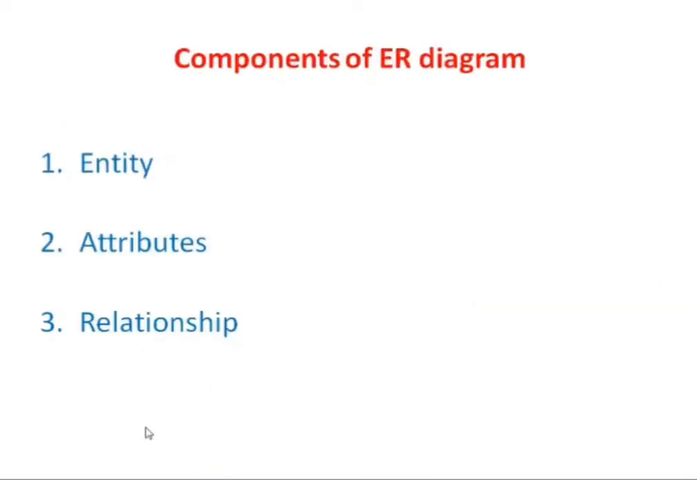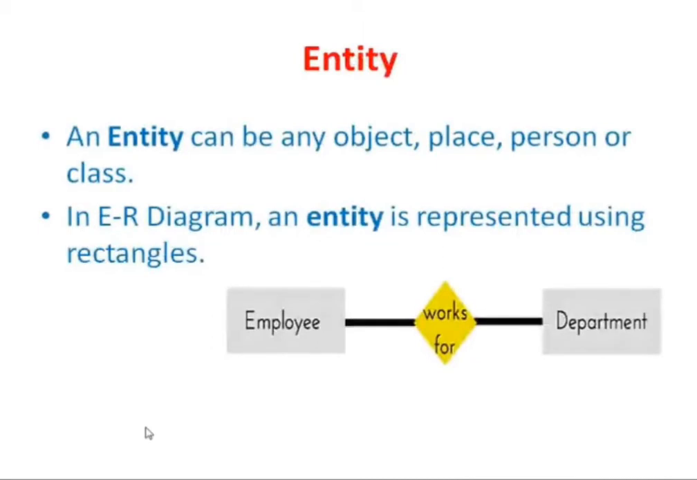Now let us see what the different components of an ER diagram are. There are various components in an ER diagram, but we are going to cover a few of them here, such as entity, attributes, and relationship. Now let us start with the discussion on entity. An entity can be any object, place, person, or a class. Normally in an ER diagram, it is represented using rectangles.